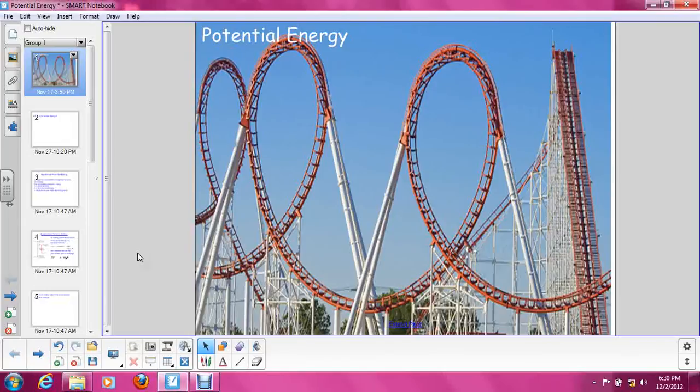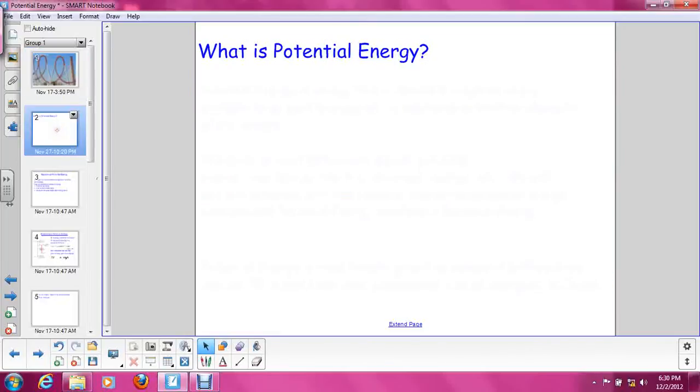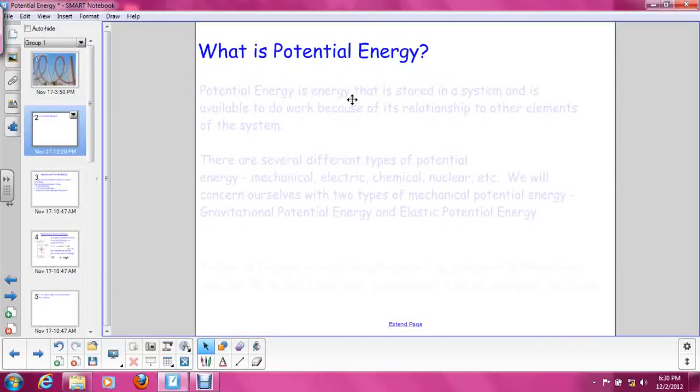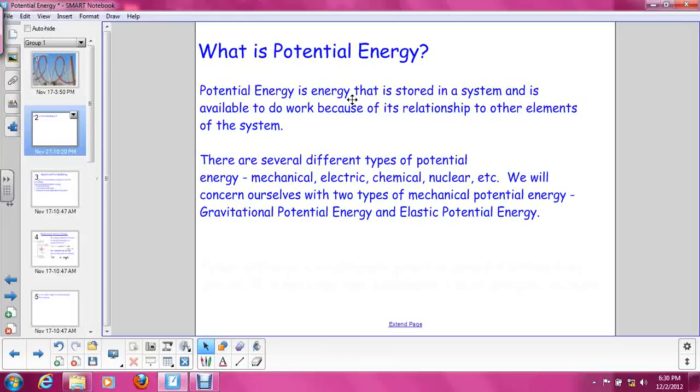We've been talking about work and energy, and we are going to continue that conversation talking about potential energy. So what is potential energy? Potential energy is energy that is stored in a system, and it is available to do work because of its relationship to other elements of the system. So it is energy that is stored to do work.